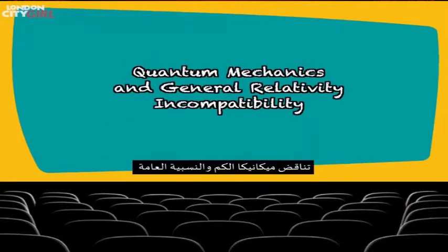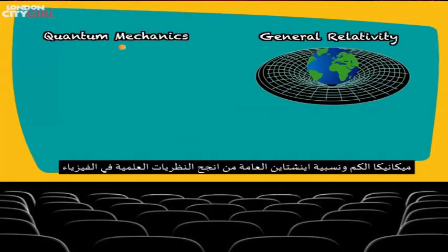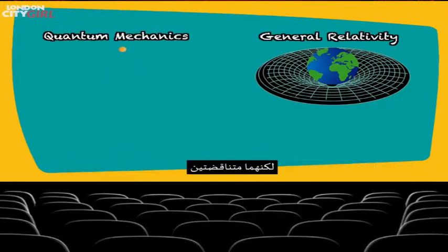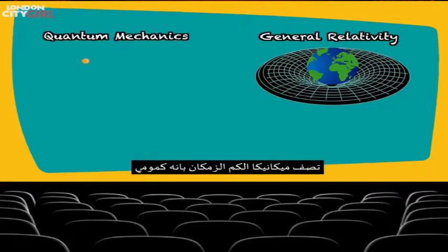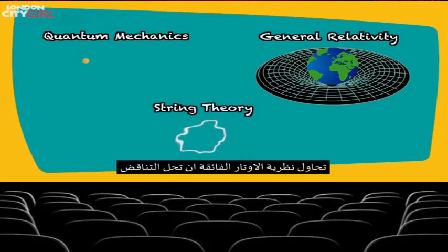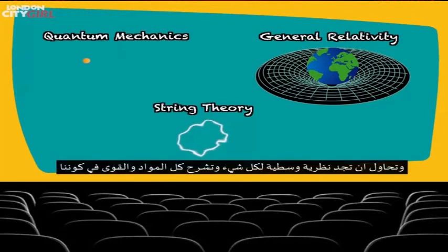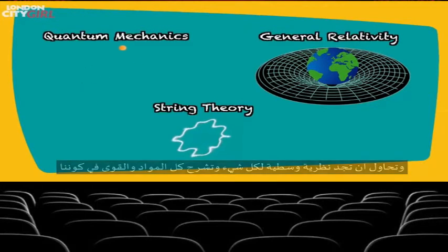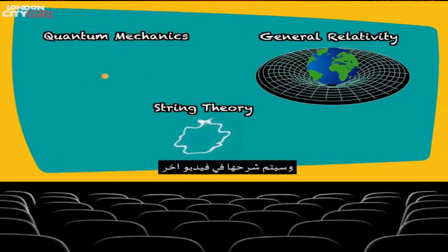Quantum mechanics and general relativity incompatibility. Quantum mechanics and Einstein's general theory of relativity are 2 of the most successful theories in physics, but they are incompatible. Quantum mechanics describes space and time as being quantized, whereas general relativity describes space and time as a smooth continuum. String theory attempts to resolve the incompatibility and is an attempt to find the elusive theory of everything that explains all the matter and forces in our universe. That in itself is a whole other video.